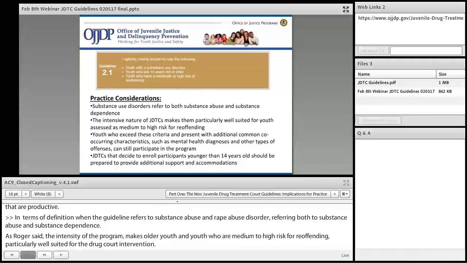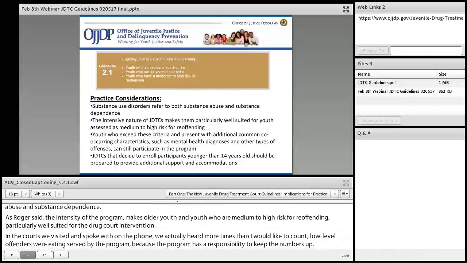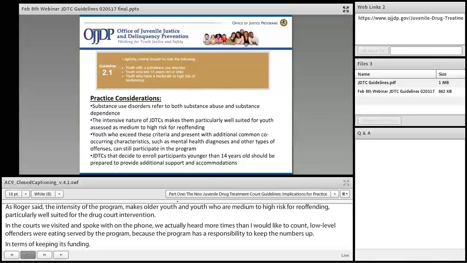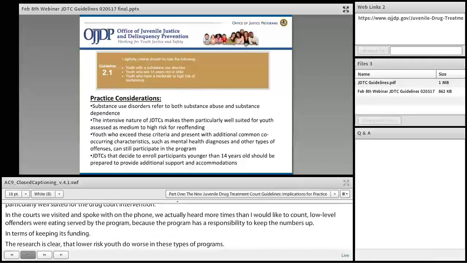The research is clear here that lower risk youth do worse in these kinds of programs, and as Roger said, can actually be harmed by penetrating them so deep into a system that they may not need to be in at all. And we'll talk about that in another guideline.